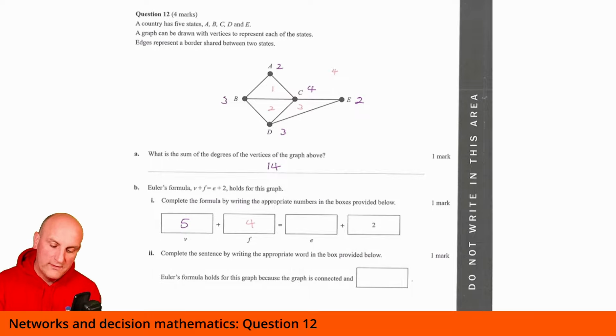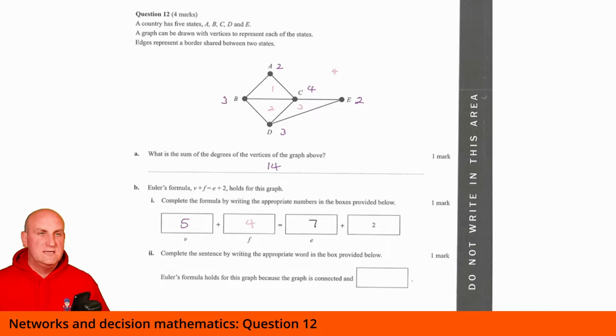What about the number of edges? How many edges are there? Well, I've got 1, 2, 3, 4, 5, 6, and 7. So, do 5 plus 4 and 7 plus 2 equal the same thing? They do indeed. Life is good.